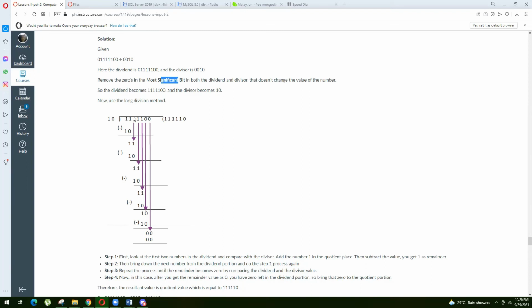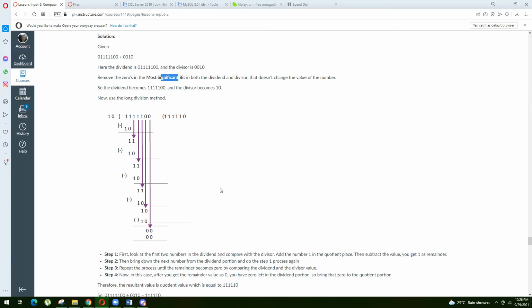1 times 10, 0, bring down 0. 0 greater than 10, that is 0. 0 times 10 is 0. So the answer would be 111110.